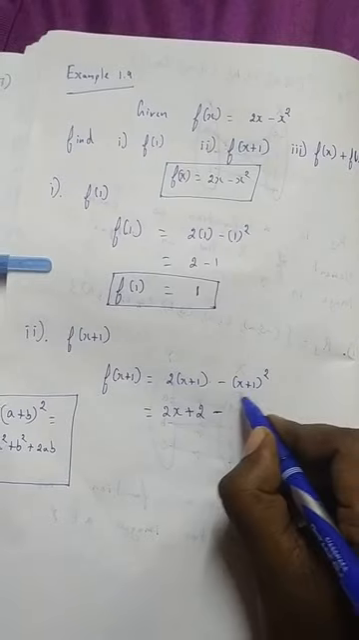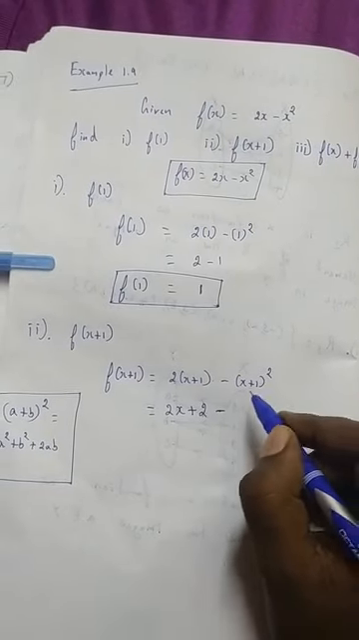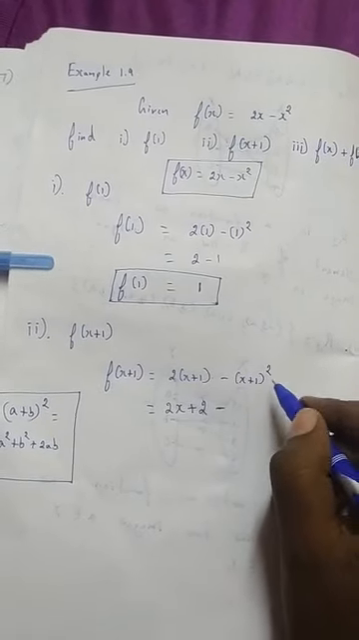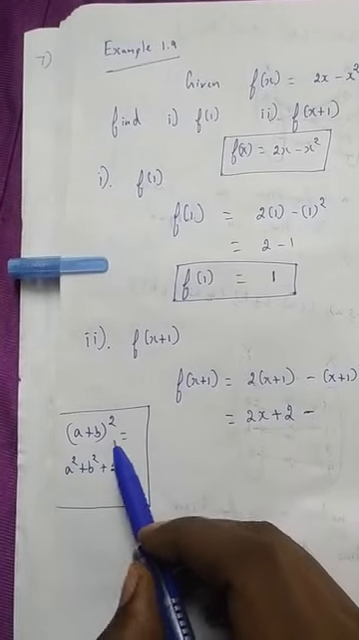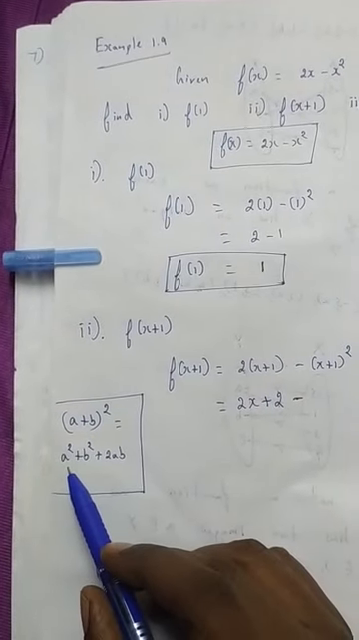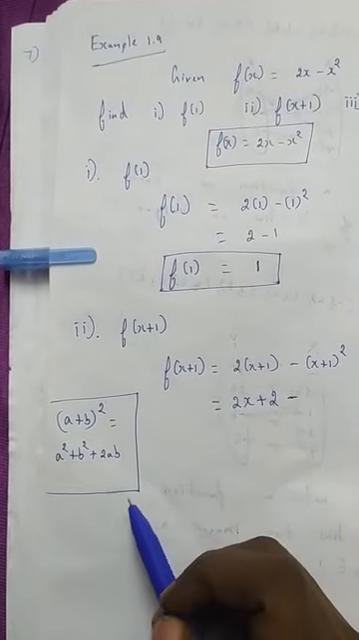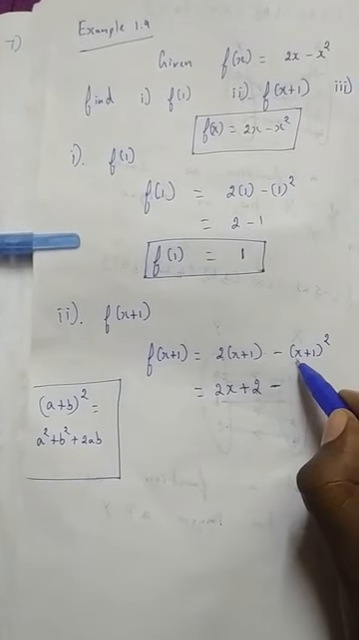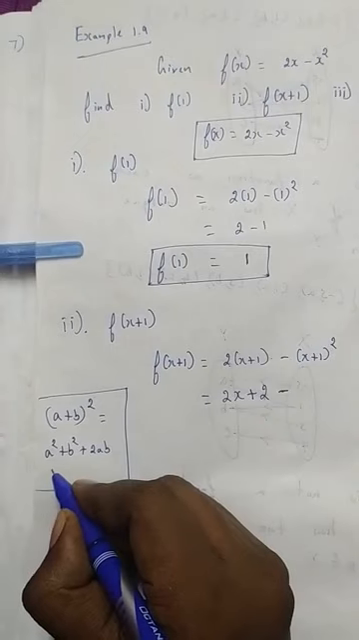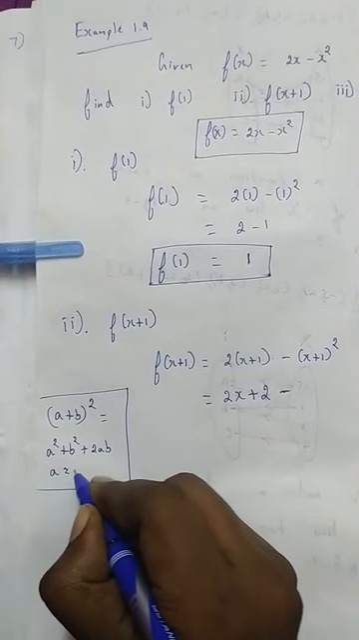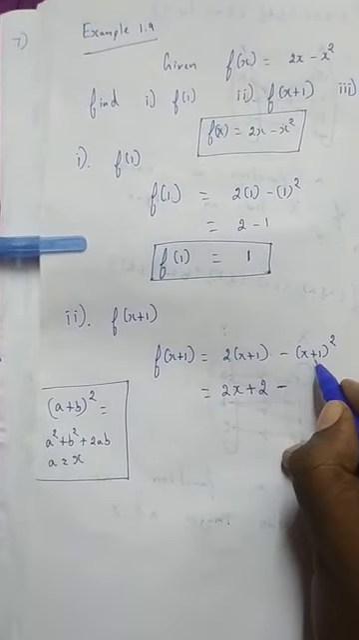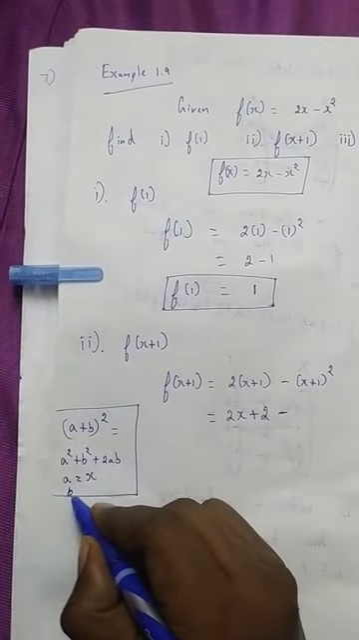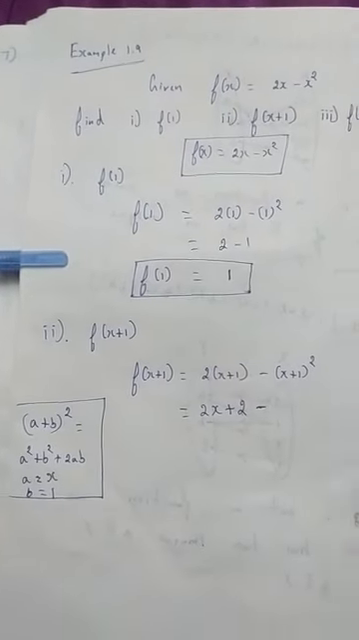So now it is like (a plus b) whole square, (x plus 1) whole square. What is the formula for (a plus b) whole square? a square plus b square plus 2ab. Right? Here in the place of a, what is here? x. In the place of b, here we have 1. So a is equal to x, b is equal to 1 here.